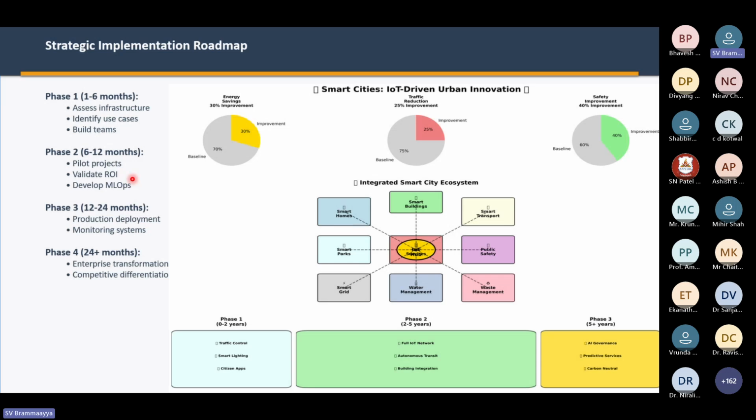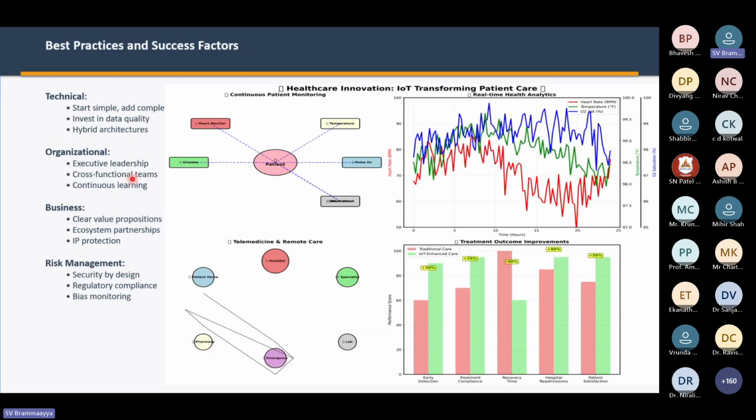For phase four, which is the final phase, the AIoT becomes a core enterprise capability, driving competitive differentiation, automation, and data-driven decision making across the organization. A phased approach ensures controlled investment, faster learning, and sustainable scaling of AIoT initiatives. So with this, we can move to the next slide, which tells about the best practices and success factors.